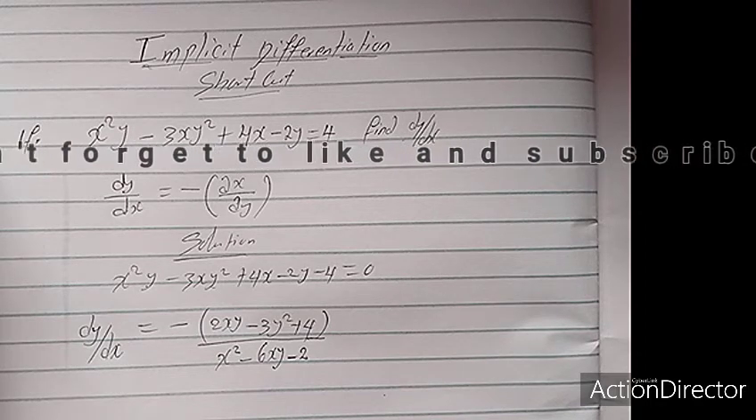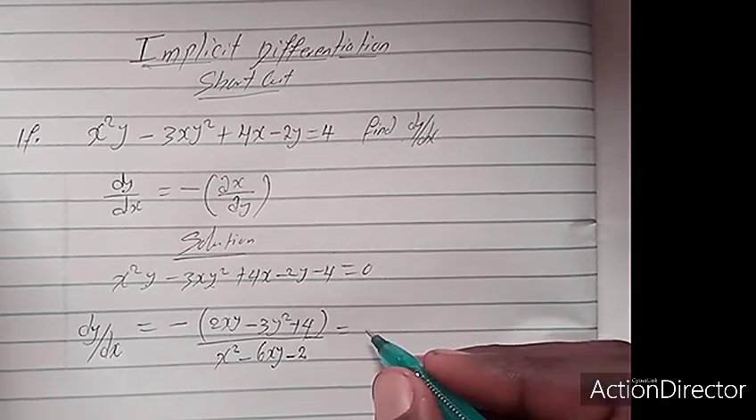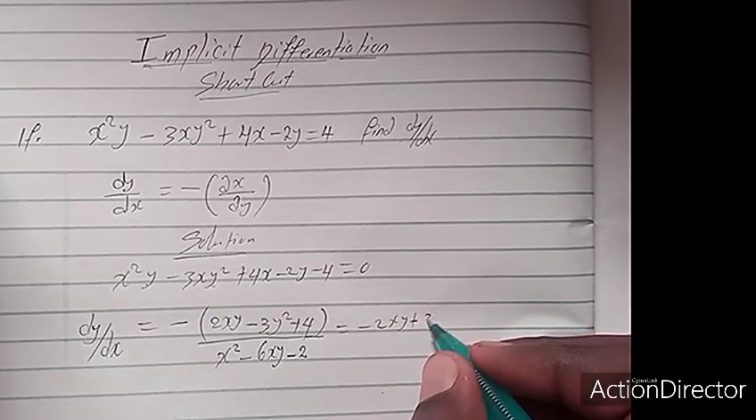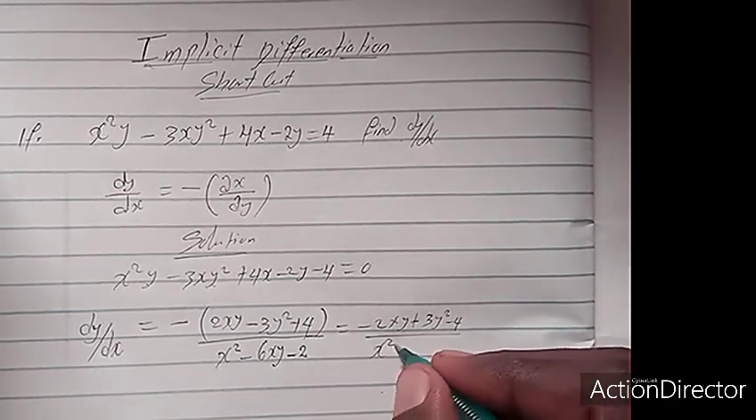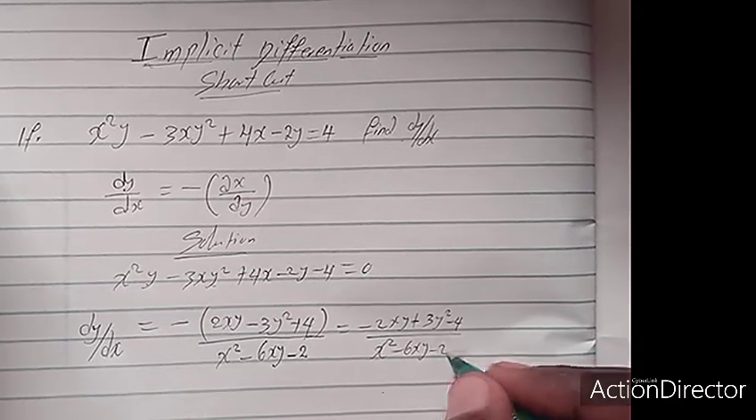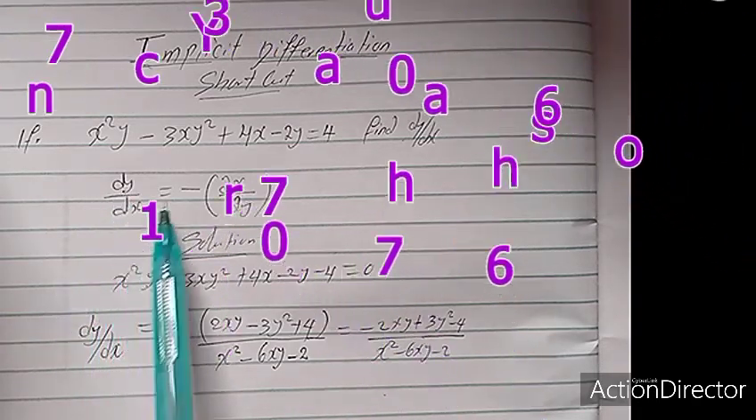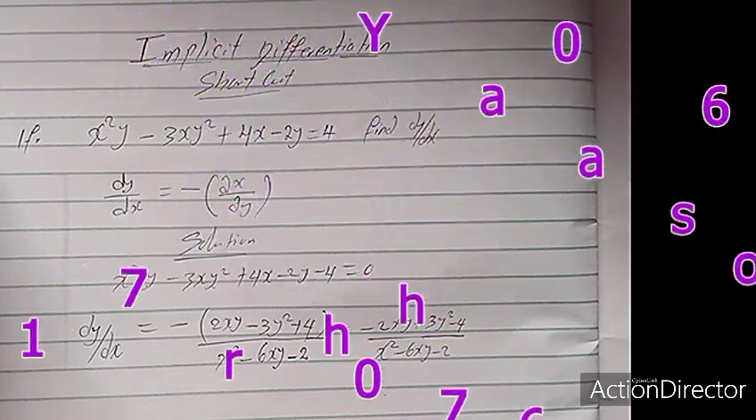You can only open the bracket, that's the only thing you can do here, or you factor out common factors if there are any. So this is your final answer. You can write it as minus 2xy plus 3y squared minus 4 over x squared minus 6xy minus 2. So that is how to answer an implicit question. That's how to solve for dy/dx implicitly without wasting any time. Remember the formula, dy/dx equals what? Minus ∂x over ∂y, and that will give you your answer anytime, any day.